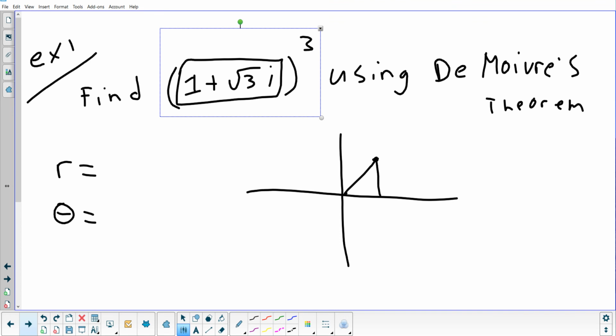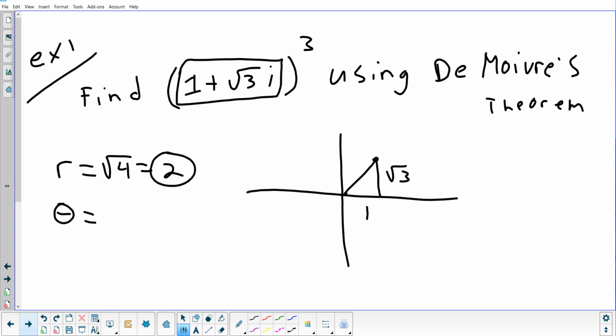Now, I'm going to find the radius. Anybody tell me what you get when you do the Pythagorean theorem on that? Yep, 2. You're going to square the 1, square the square root of 3, and that gives you 1 plus 3, which is 4, and then take the square root. All right, so there's my radius.